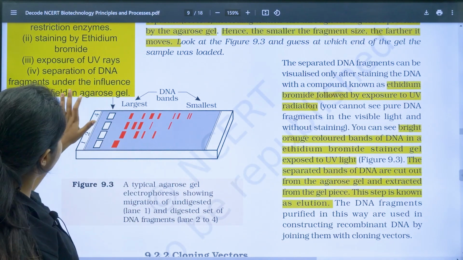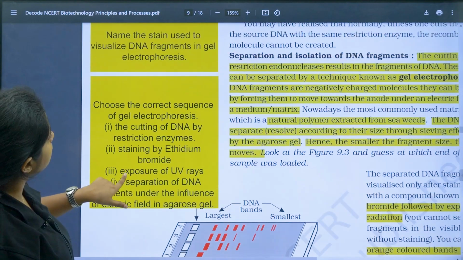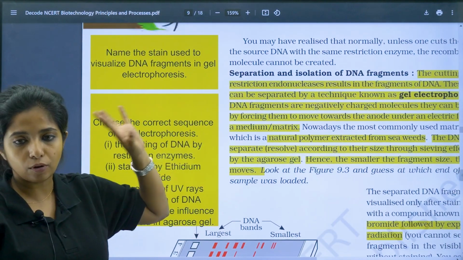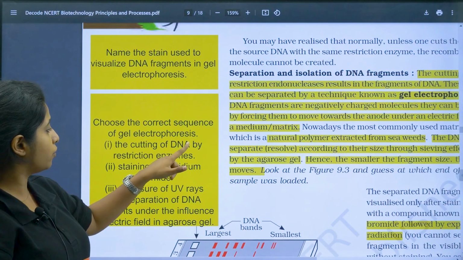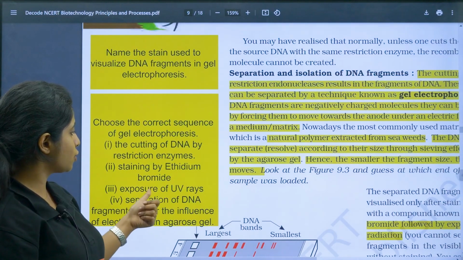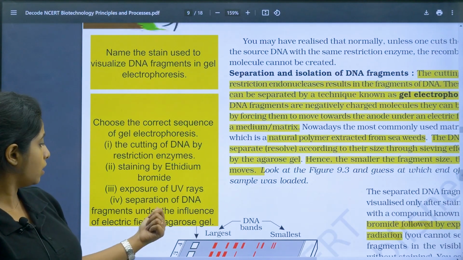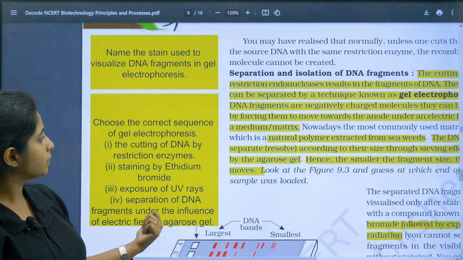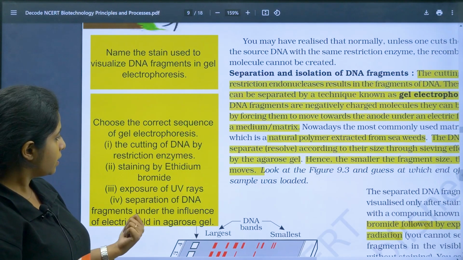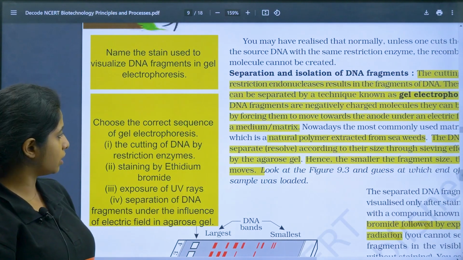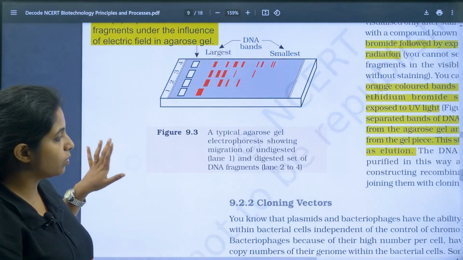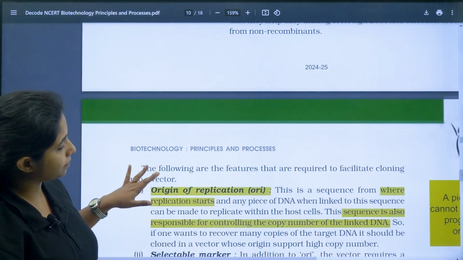Now the question that has come from this particular topic is: name the stain used to visualize DNA fragments in gel electrophoresis. Ethidium bromide. Choose the correct sequence of gel electrophoresis: the cutting of DNA by restriction enzyme, staining by ethidium bromide, exposure to UV rays, separation of DNA fragments under the influence of electric field in agarose gel. So what is the correct order? The cutting of DNA by restriction enzyme, then separation, then staining, then exposure to UV radiation. That is how you do it. If you do not know the steps, how will you be able to answer this?